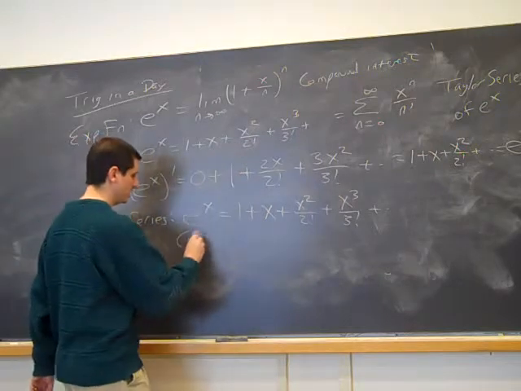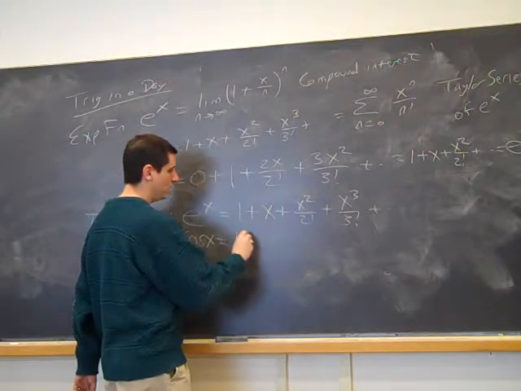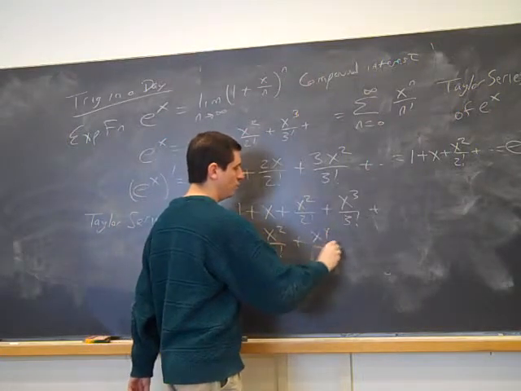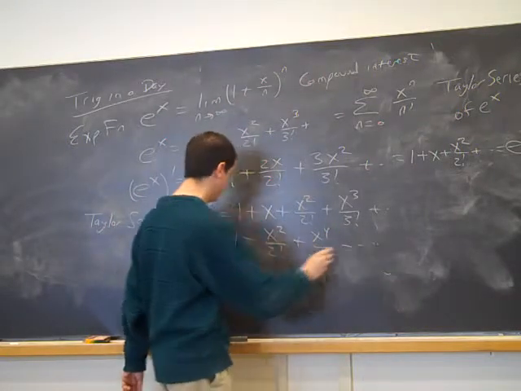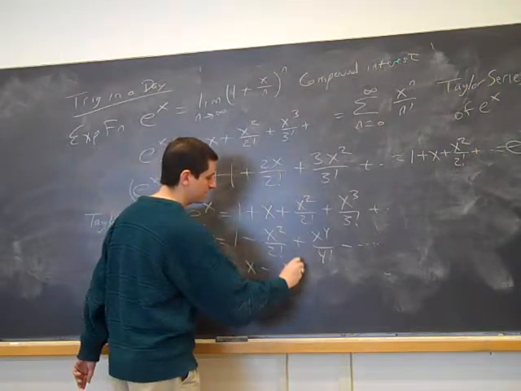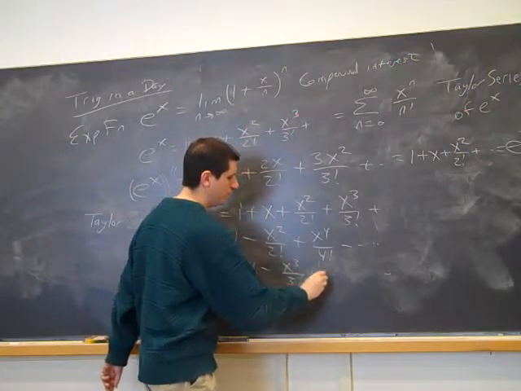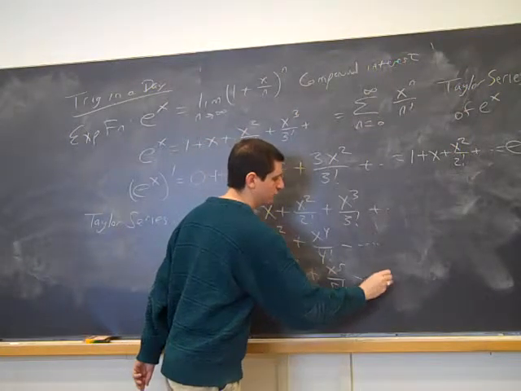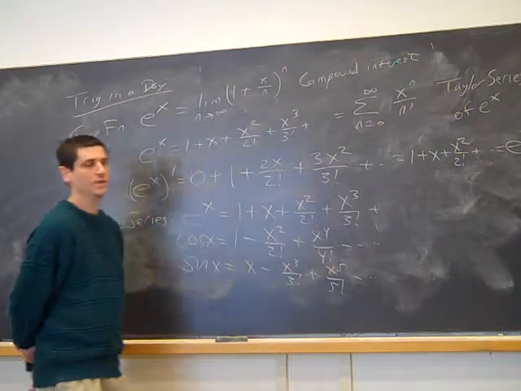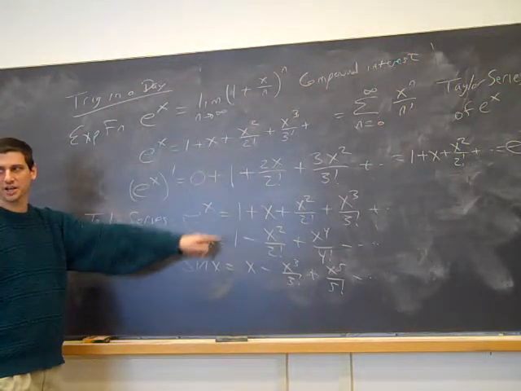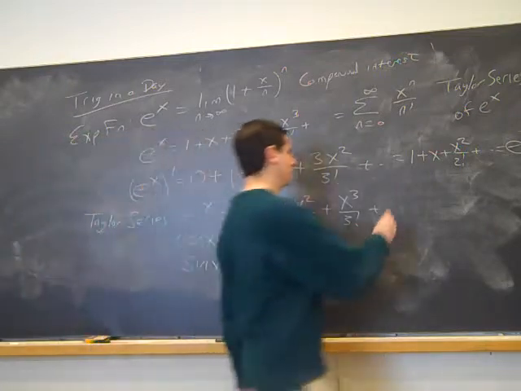Turns out cosine of x is 1 minus x squared over 2 factorial plus x to the 4th over 4 factorial minus dot dot dot. And sine of x is x minus x cubed over 3 factorial plus x to the 5th over 5 factorial minus dot dot dot. These look a lot like e to the x. And in fact, what's going on is the following.